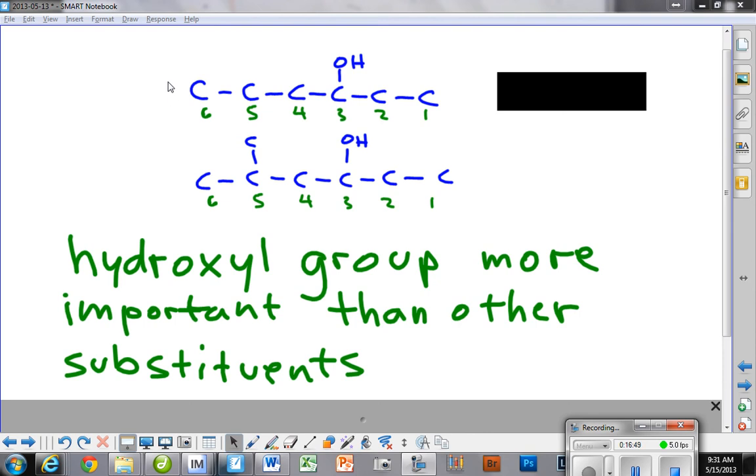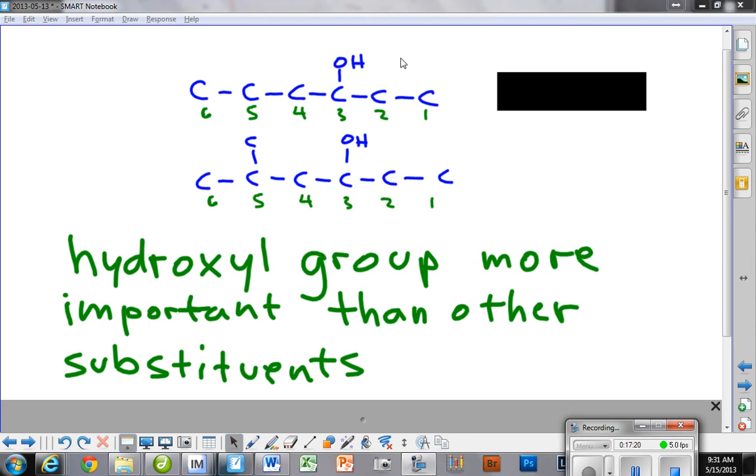Oh, no, that's not a methyl group. You want to name it 3-hydroxy hexane, right? Okay, now this is going to become an -ol ending. All alcohols end in -ol. You might want to write this down too: all alcohols end in -ol.